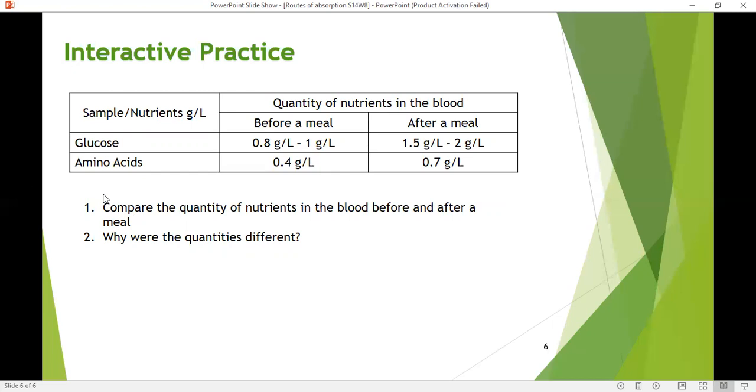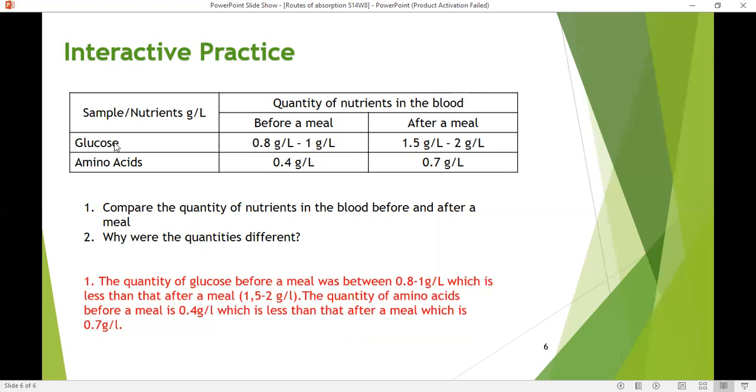So here, when we are asked to compare and we have numbers in a table, or even a graph, we should use terms like greater than, less than, or equal to. So let's start comparing the glucose before a meal and after a meal. The quantity of glucose before a meal was between 0.8 and 1 gram per liter, which is less than that after a meal, which was 1.5 to 2 grams per liter.